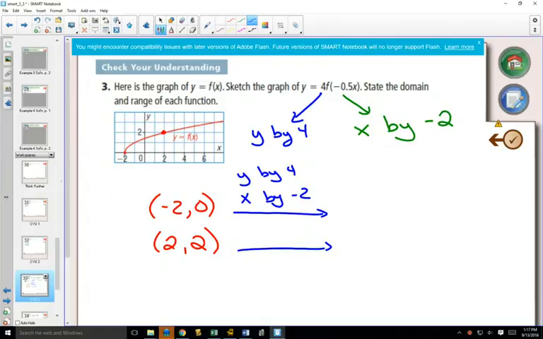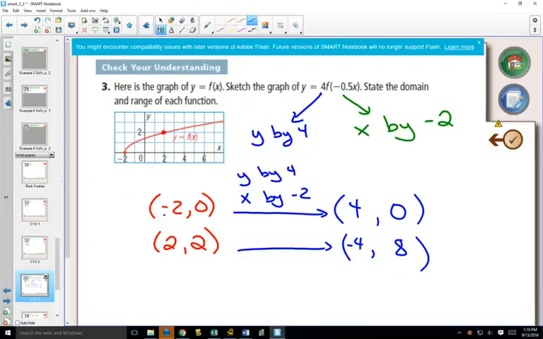A very easy mistake to make when doing this is to multiply the x-coordinate by 4 and the y-coordinate by negative 2 and just mix them up. So just be careful. Take your time. We want to multiply the y by 4, so that's going to stay 0. X by negative 2, this is going to become positive 4. Same thing here. The y by 4 is going to change that to an 8. The x by negative 2 is going to change that to negative 4.